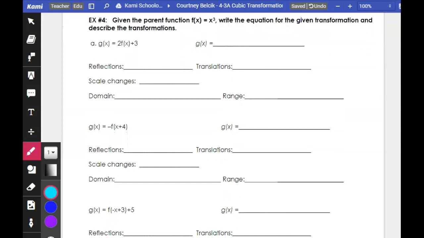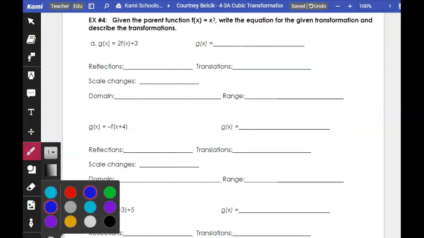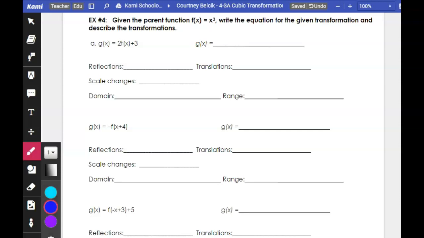Now the last thing that we have is a set of problems. It says, given the parent function, the cubic parent function, f of x equals x cubed, write the equation for the given transformation and then describe the transformation. So anything inside the parentheses, you need to cube it. Anything outside the parentheses, you write before and after x cubed. So there's nothing in parentheses with x. So nothing else gets cubed except for x. There is a 2 multiplying in front though, and a +3 on the end.